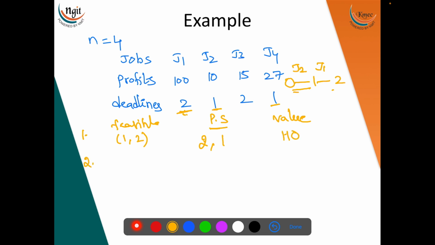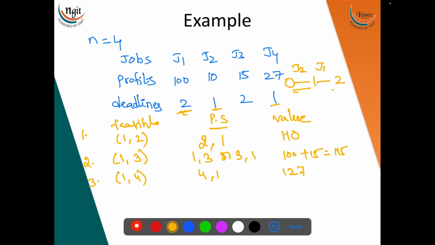The second feasible solution is 1, 3. That means the processing sequence can be 1, 3 or 3, 1. Job 1's profit is 100 and job 3's profit is 15, so 100 plus 15 gives me 115 as profit. And I can still have another feasible solution: 1, 4. The processing is 4, 1. In this case I have a profit of 127.